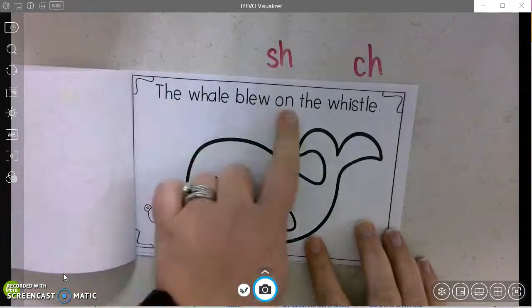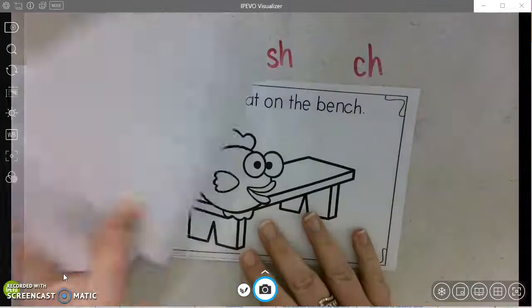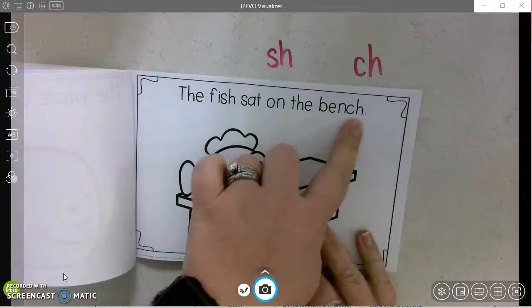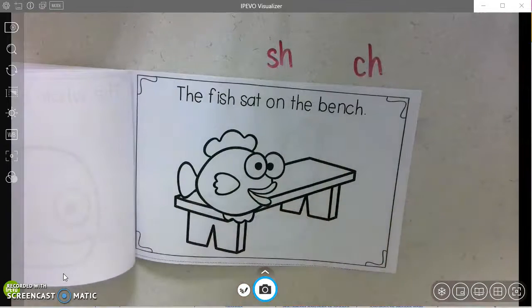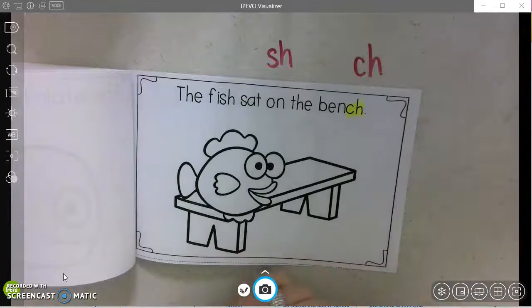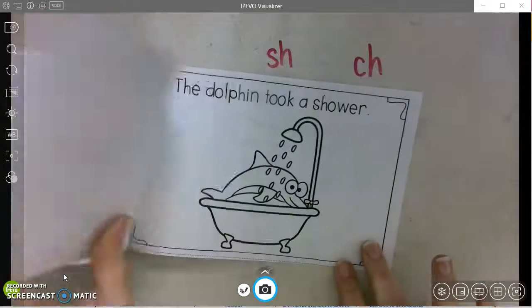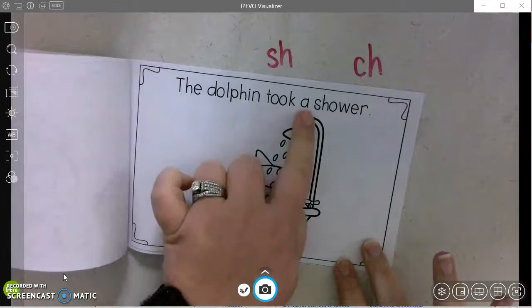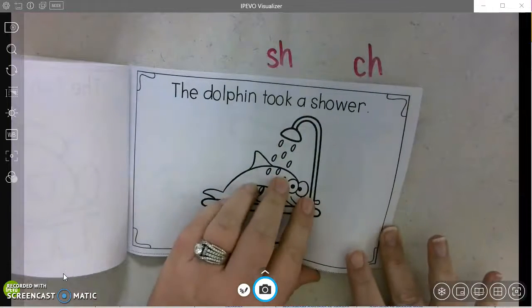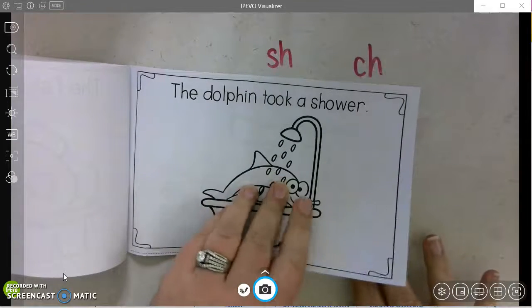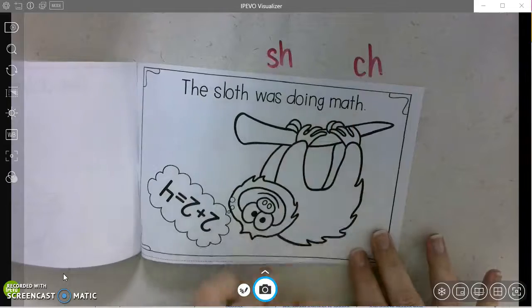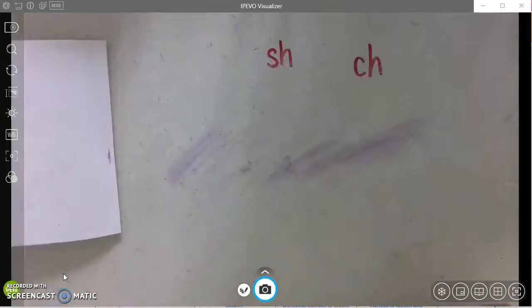The whale blew on the whistle. The fish sat on the bench. Oh, here's another one. The dolphin took a shower. Ooh, this one should be highlighted from Monday last week because we did SH. The sloth was doing math. And that is the end.